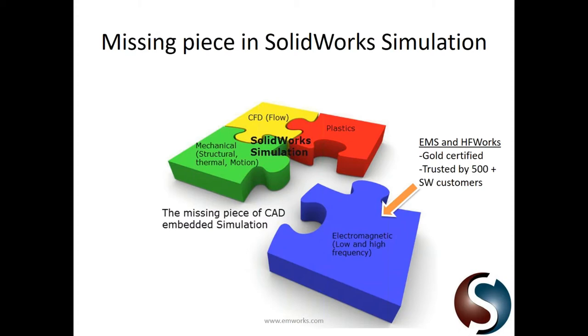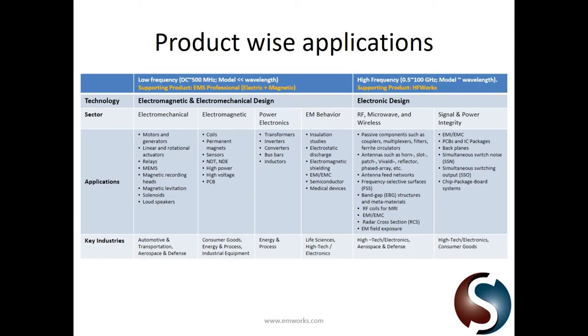We have two products, EMS and HFWorks, that help you to do electromagnetic simulation. We are a gold certified product, and we have over 500 customers who have used our products. Now let us look at the product-wise application here. It's nice to break this up into the electromagnetic spectrum. So we play a big role across a wide range of the electromagnetic spectrum, right from low frequency AC current, DC currents, electromagnetics, permanent magnetics, etc. They all fall under this category of low frequency electromagnetic spectrum.